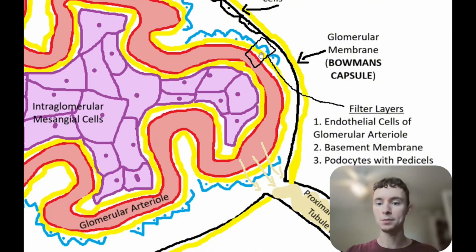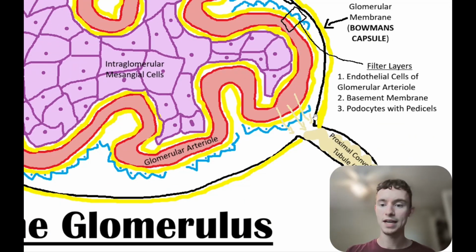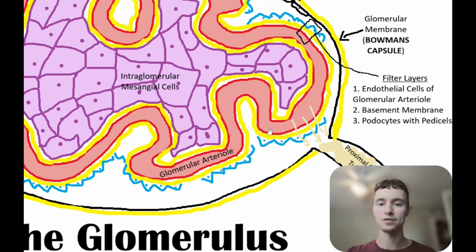Number two is going to be a basement membrane. This is the yellow part. And then this blue part here are the podocytes with pedicels, which are Latin for foot, or feet almost. And they kind of look like feet when you look at them in some images. All the filtrate has to get through those 3 layers to make the urine here. And so once that all gets filtered out, it'll eventually drain to go to the proximal convoluted tubule like we talked about after it's all filtered.